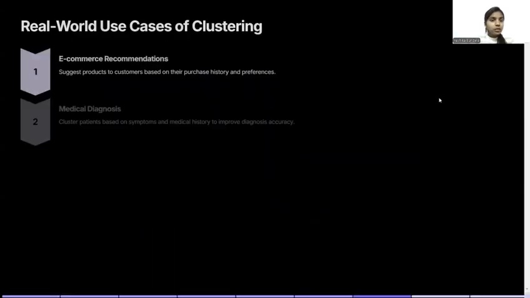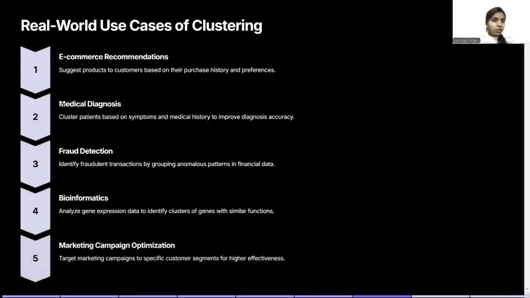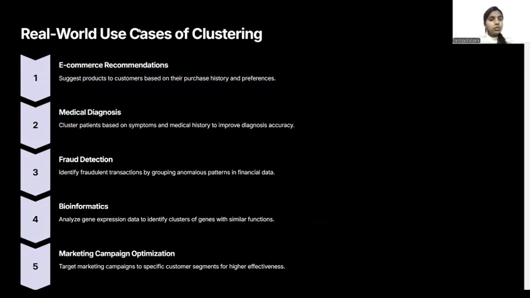Next are real world use cases of clustering. First is e-commerce recommendations. It suggests products to customers based on their purchase history and preferences. Second is medical diagnosis. It clusters patients based on symptoms and medical history to improve diagnosis accuracy. Third is fraud detection. Identify fraudulent transactions by grouping anomalous patterns in financial data.